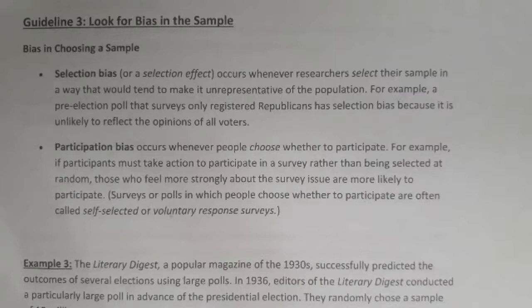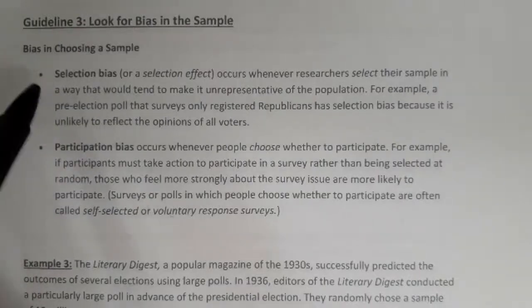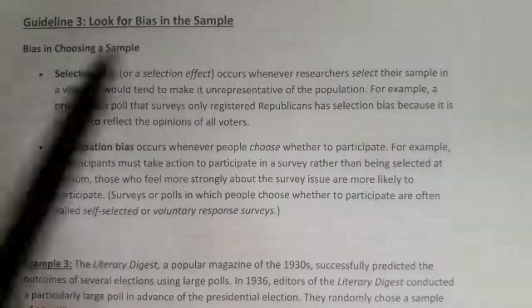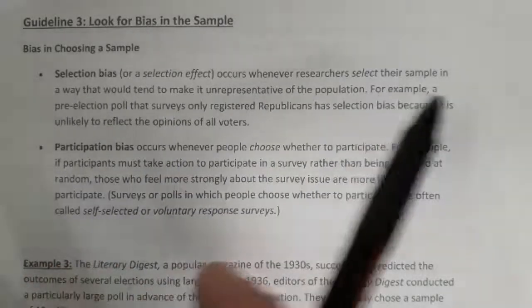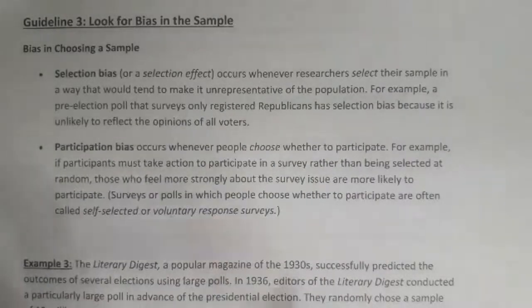Guideline 3, look for bias in the sample. Bias in choosing a sample. So there are two sorts of biases they want to talk about: selection bias and participation bias. When we're doing an experiment, this is when we're selecting our sample. Selection bias occurs whenever researchers select their sample in a way that would tend to make it unrepresentative of the population. For example, a pre-election poll that surveys only registered Republicans has selection bias because it's unlikely to reflect the opinions of all voters.